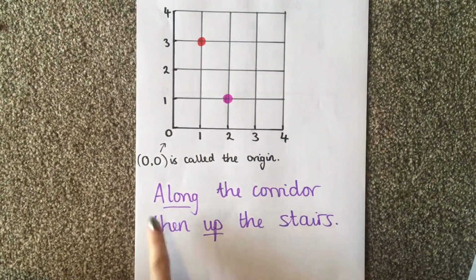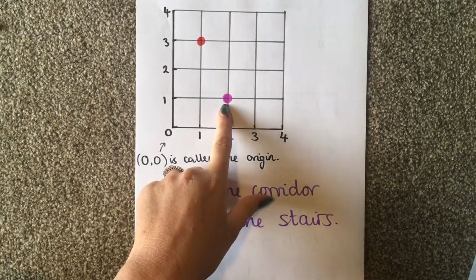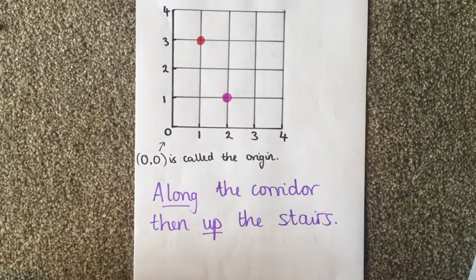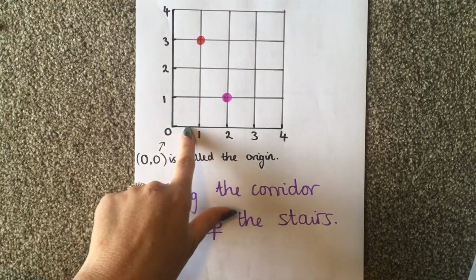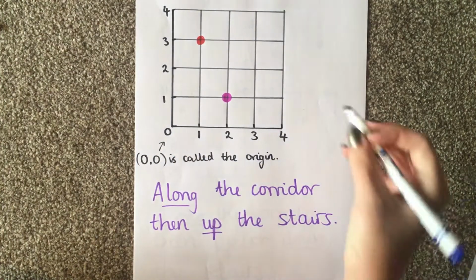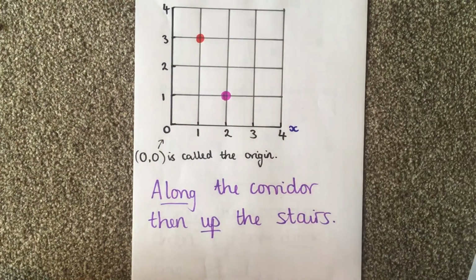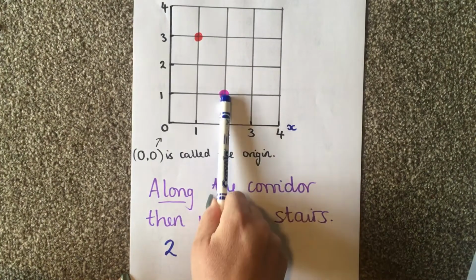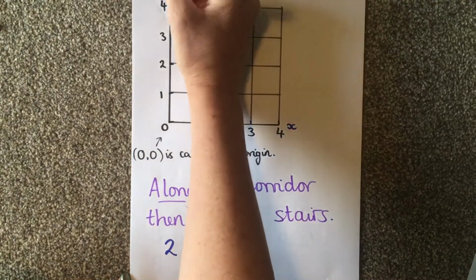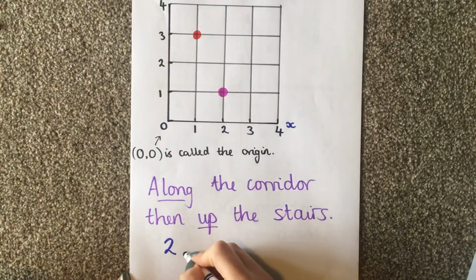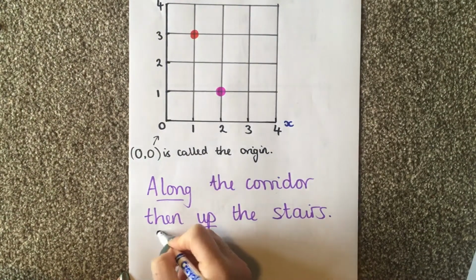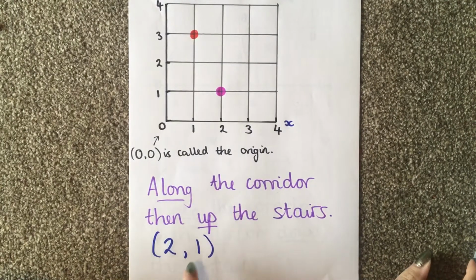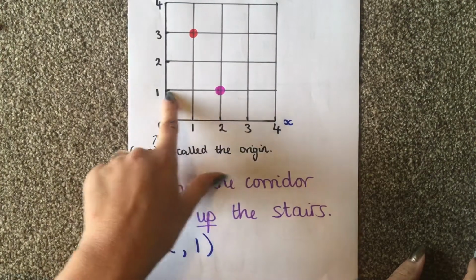So let's have a look at, if I was trying to find the coordinates for this pink dot, what would it be? I've written the rule here that we use, hopefully it's very familiar. I'd be looking along the corridor first, which means that my first port of call is to look at the x-axis, which is a 2. And then I go up and see where it hits along the side on the y-axis, and it hits 1. There we are. I always write coordinates in brackets with a comma between. So the pink dot is at (2, 1).